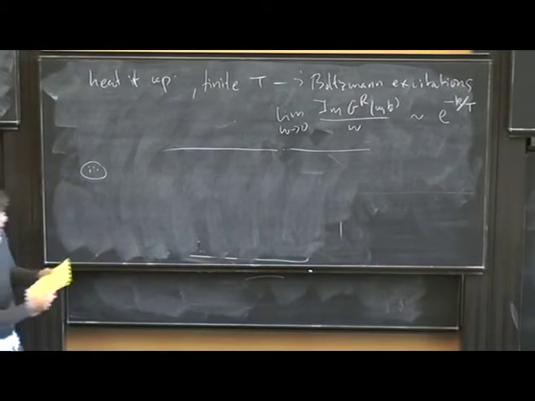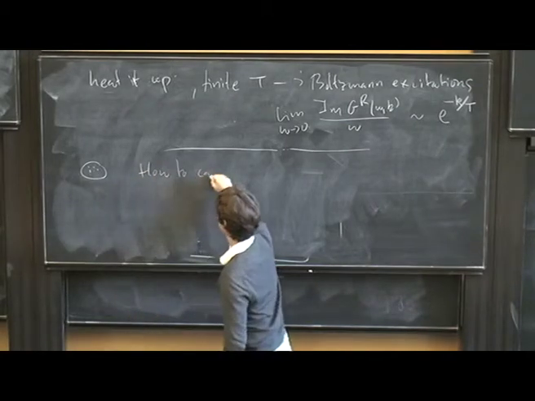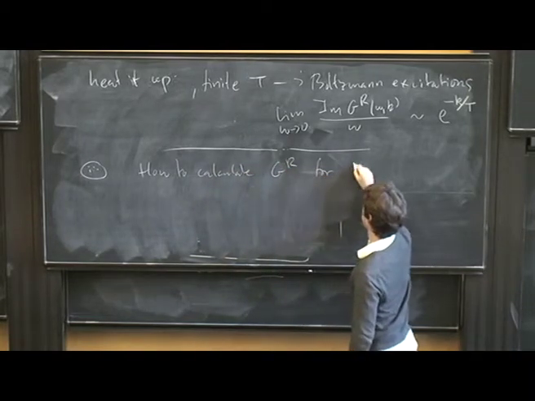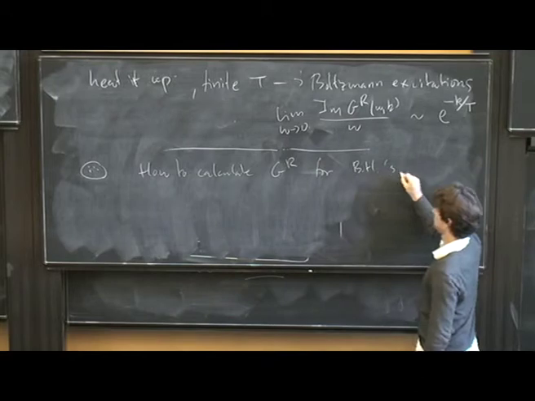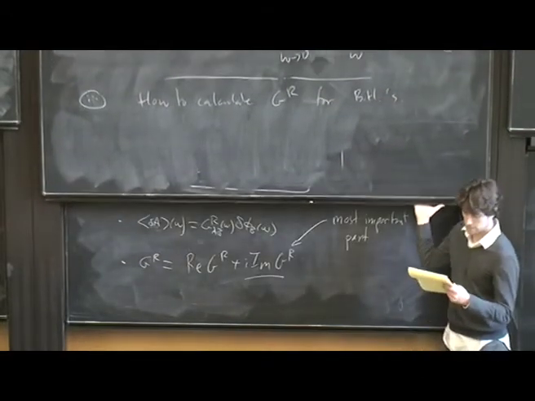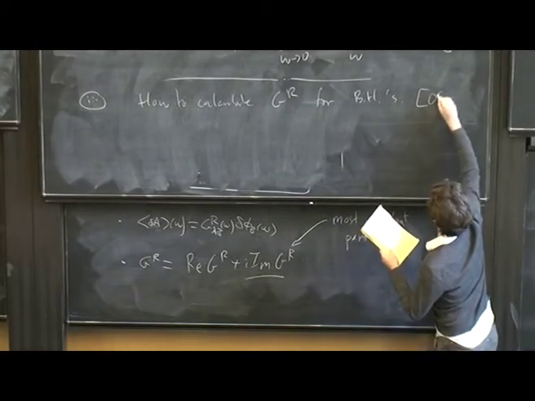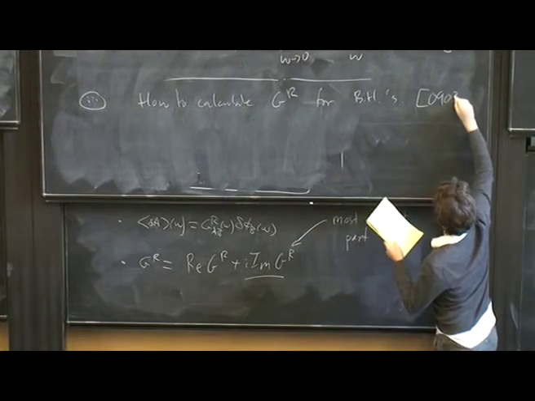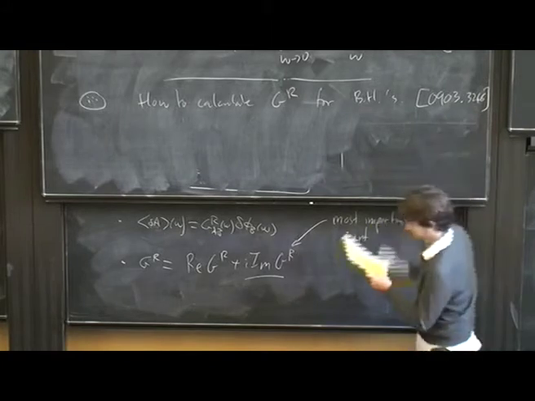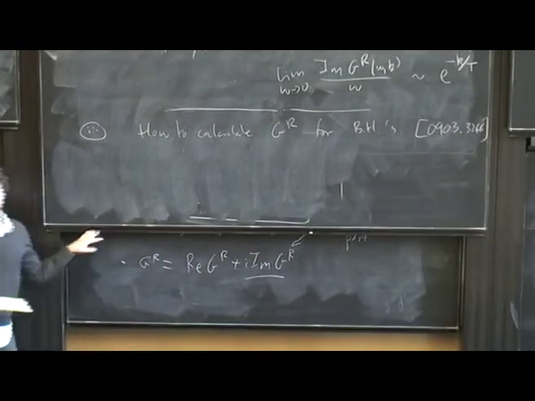So next up, let's calculate. What I want to tell you is how to calculate the retarded Green's function for black holes. I'm going to be a little brief, but there's some slightly more extended discussion here. And for simplicity, let me do the scalar field.